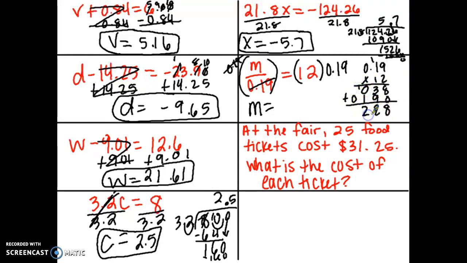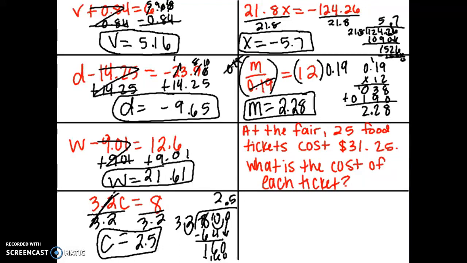8, 12, and 2. I have 2 decimal places, so my answer is positive 2 and 28 hundredths. A positive times a positive is a positive. At the fair, 25 food tickets cost $31.25. What is the cost of each ticket?